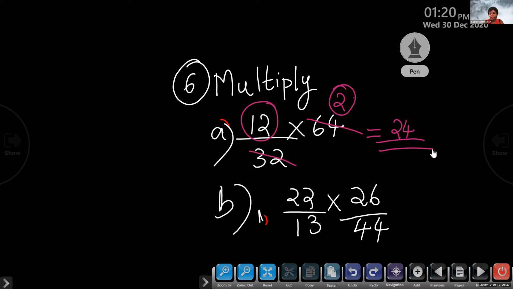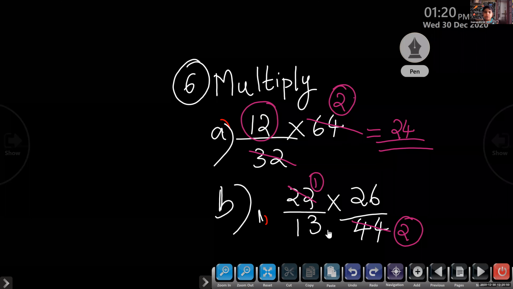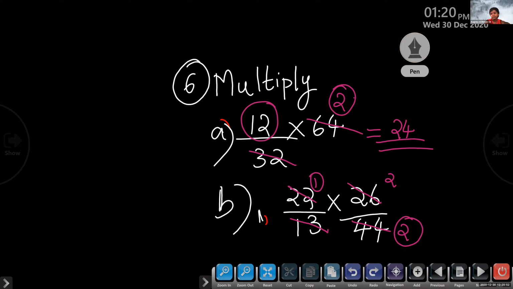Ma'am, B1 is the answer. So here also you can use it, because 22 and 2. 22 into 2 is 44. And you see 13 and 26. Here also, ma'am, 2 by 2 is equal to 1. Yes. Okay, very good.